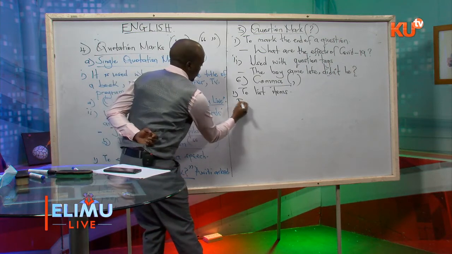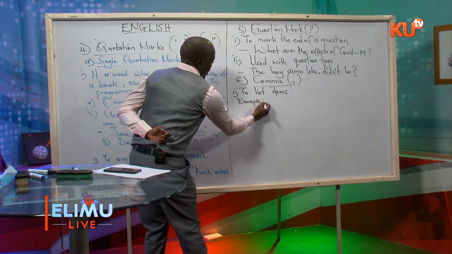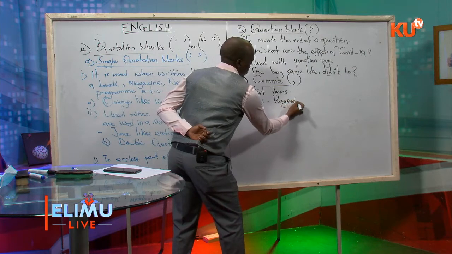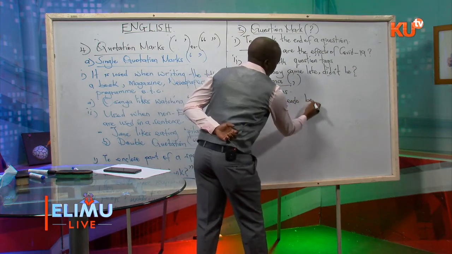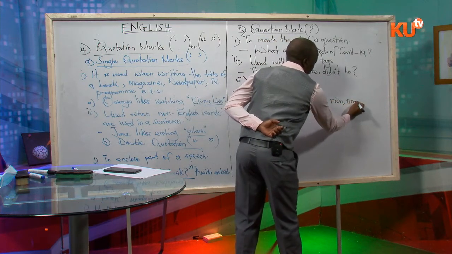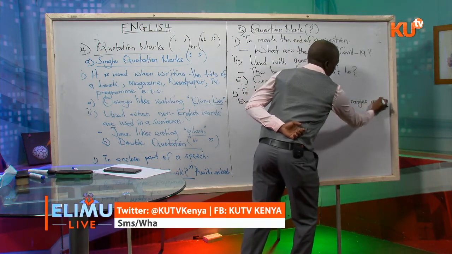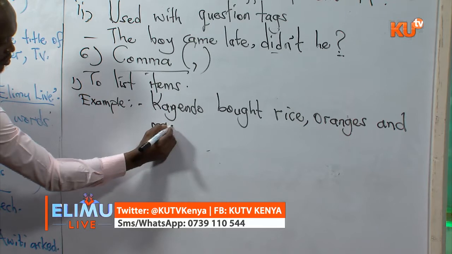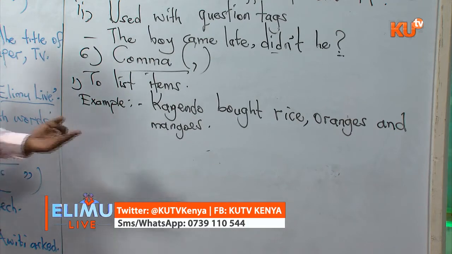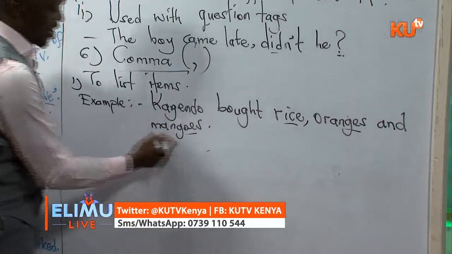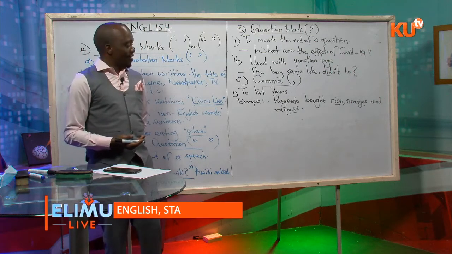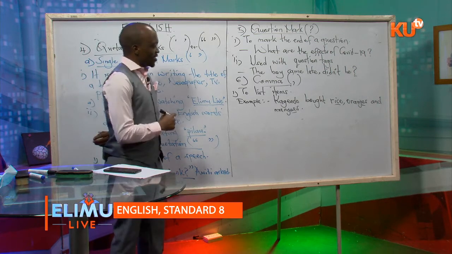An example would be, Kagendo bought rice, oranges, and mangoes. We are listing the items that were bought by Kagendo. The items here are rice, oranges, and mangoes. Now let me tell you how punctuation can save your life. Look at this sentence.